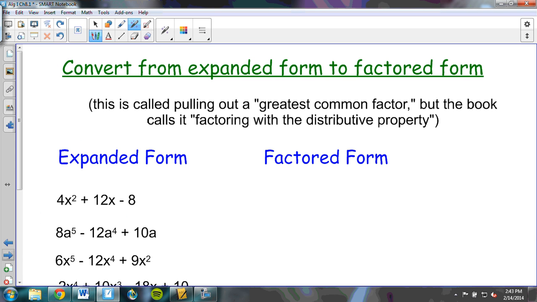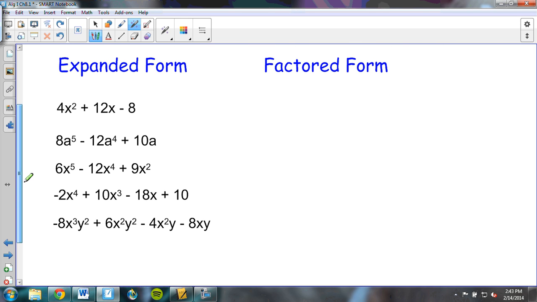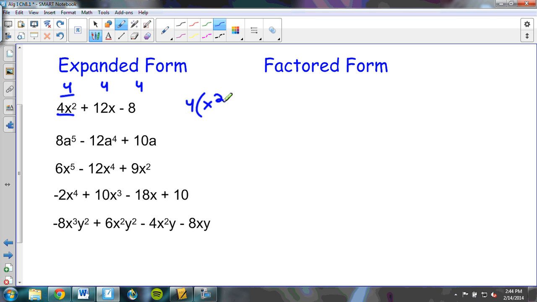Okay. So I'm going to pull out greatest common factors from all of these expressions. Right now they're in expanded form. I'm going to pull out greatest common factors and get them into the factor form. In this first expression, the greatest common factor they all have in common is 4. I can pull a 4 out of this, a 4 out of this, and a 4 out of this. So when I pull out a 4, I'm doing 4x squared divided by 4, which is x squared, 12x divided by 4, which is 3x, and negative 8 divided by 4, which is negative 2. And that is my factored form.